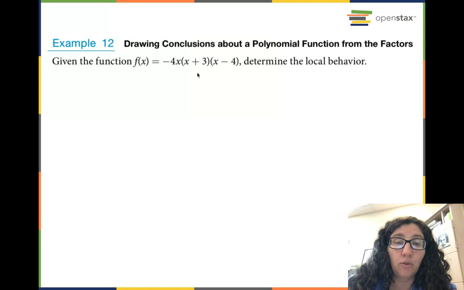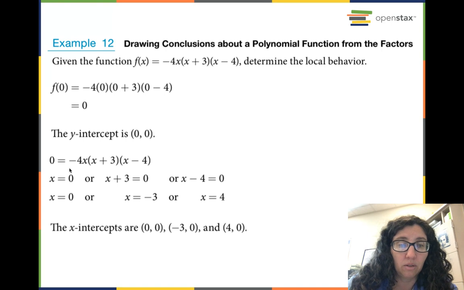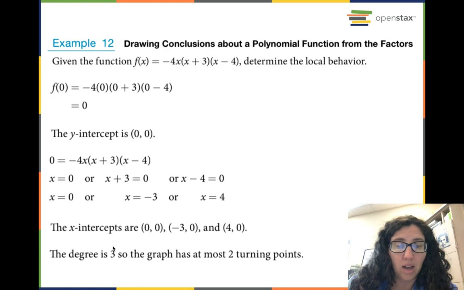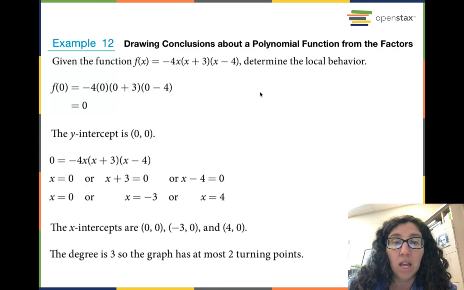What about this? If we have this function, determine local behavior. So we could find the y-intercept, just plug 0 in, right? We know what the x-intercepts are, 0, -3, and 4, right? Whatever makes each of these terms 0. And turning points we're not sure about. It's degree 3, right, if we were going to multiply this out, so it has at most 2 turning points. And that's the end of this section.